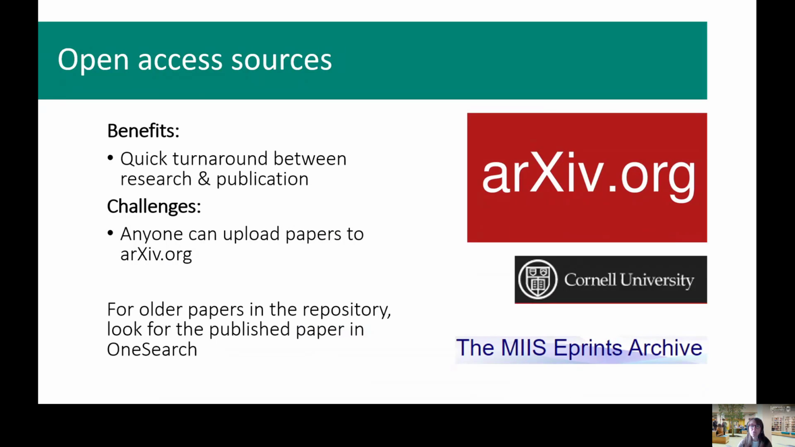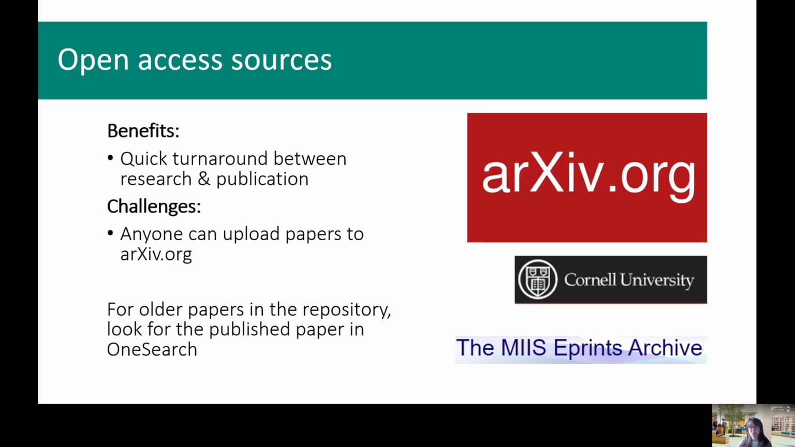So finally, before I go to the library website to demo the resources I've mentioned, I'm briefly going to talk about using open access sources. Using repositories such as archive.org, the MIIS ePrints archive, or even Lancaster ePrints will give you access to papers that are going through the peer review process, which can be quite a lengthy process. So for stats students, you may be able to find cutting-edge research before it's available through a journal or conference.